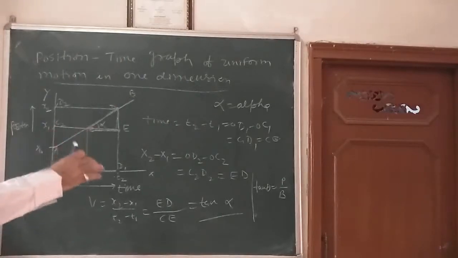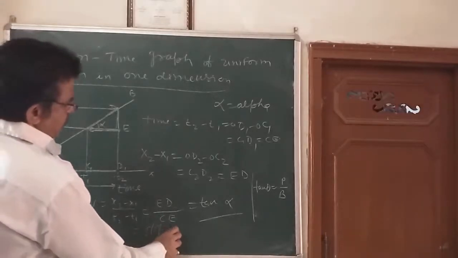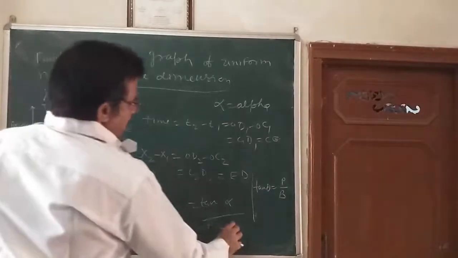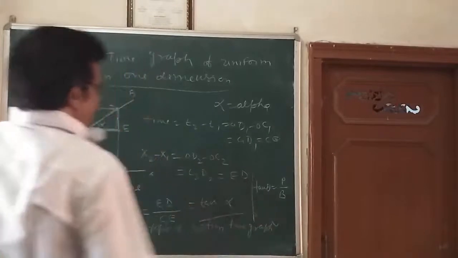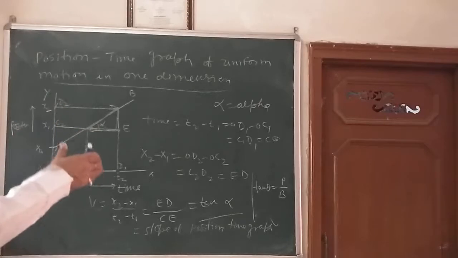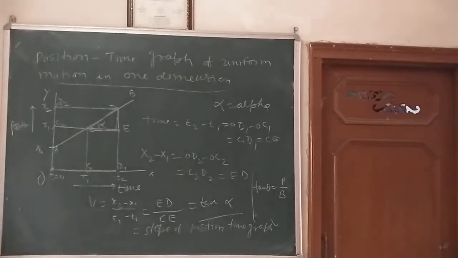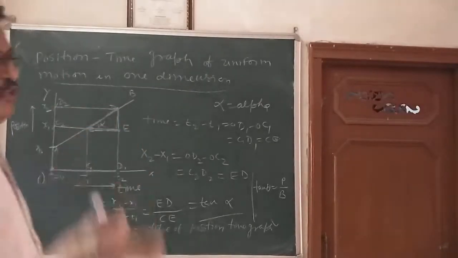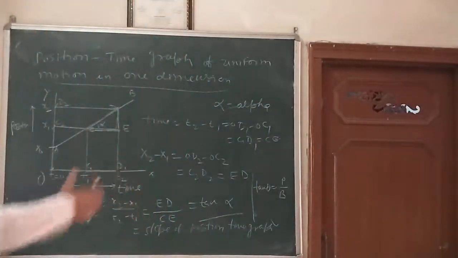This is called slope of position time graph. So what is the result that came out here? The velocity of an object in uniform motion is equal to the slope of the position time graph.